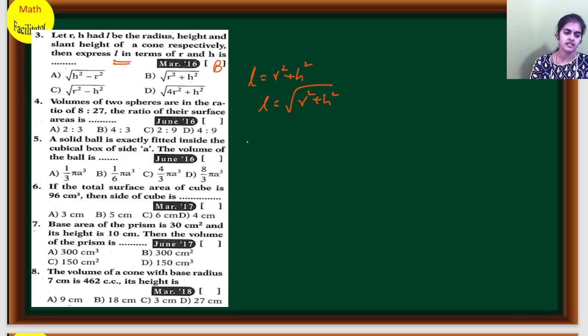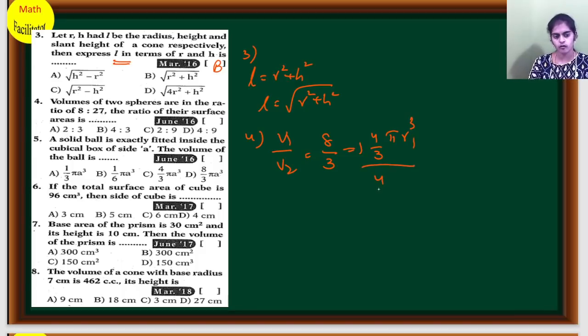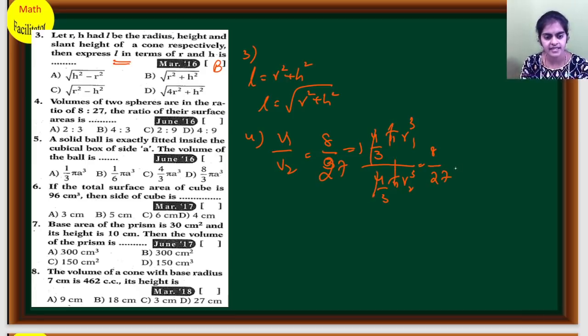Volumes of two spheres are given to you. So volume of first sphere divided by volume of the second sphere is 8 by 27. So which means 4 by 3 pi R1 cube by 4 by 3 pi R2 cube is 8 by 27. So 4 by 3 pi gets cancelled. So R1 by R2 will be cube root of 8 by 27.